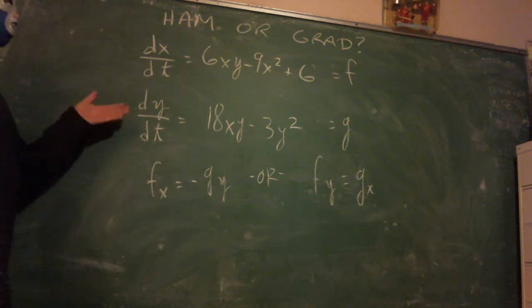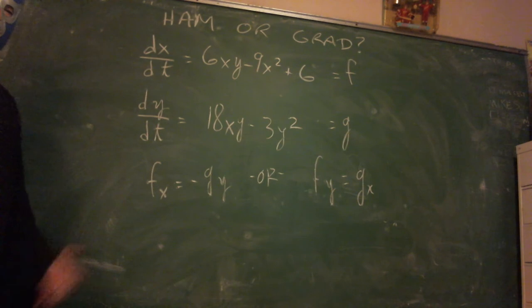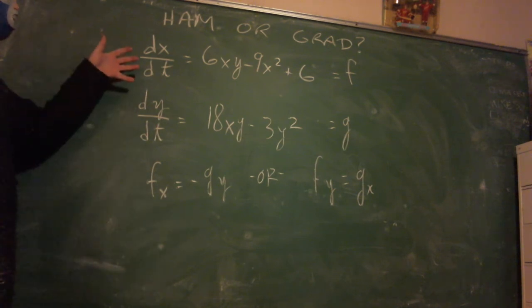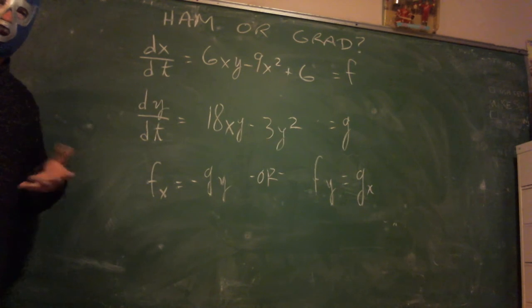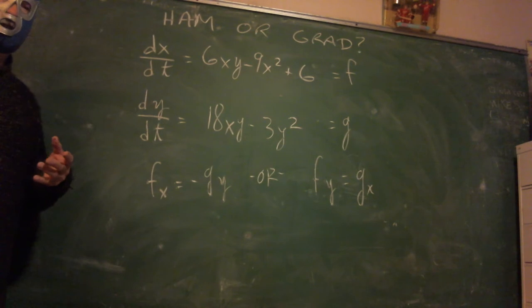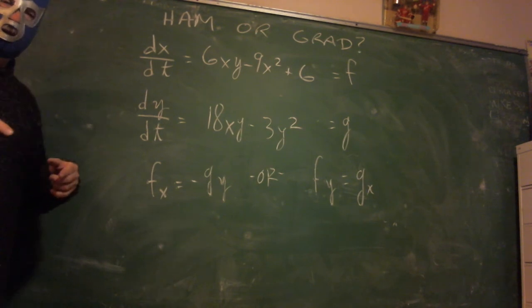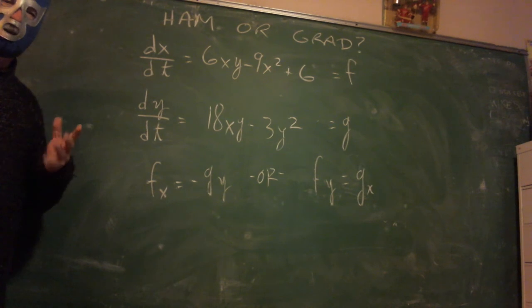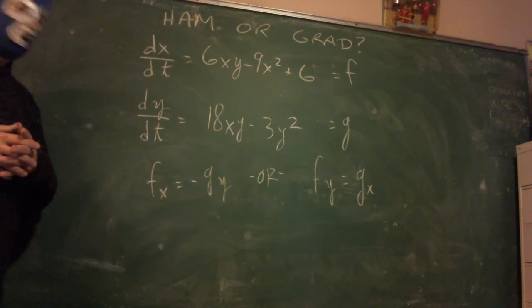So here's a system. Is it Hamiltonian? Is it gradient? We don't know. So before you try to solve, you have to know which one it is, because if you noticed from the examples that we did, there's a different treatment. The integrals aren't the same. Which one gets the dx depends on whether it's Hamiltonian or gradient.